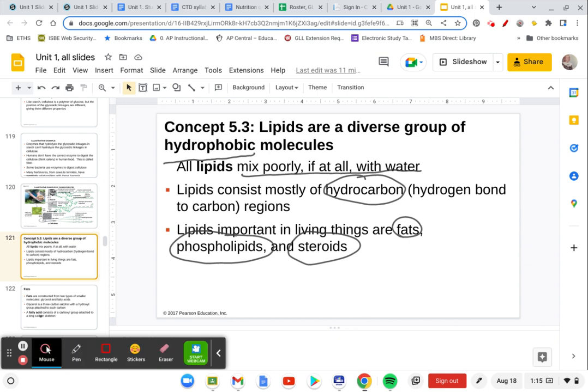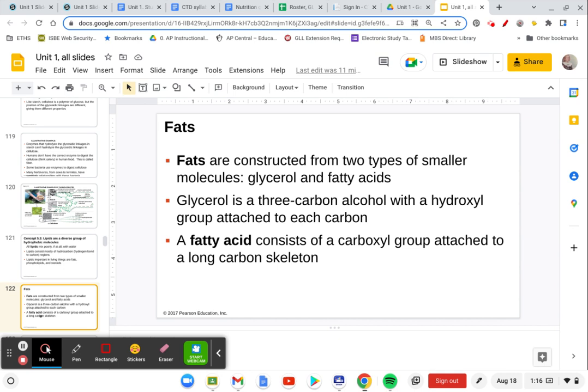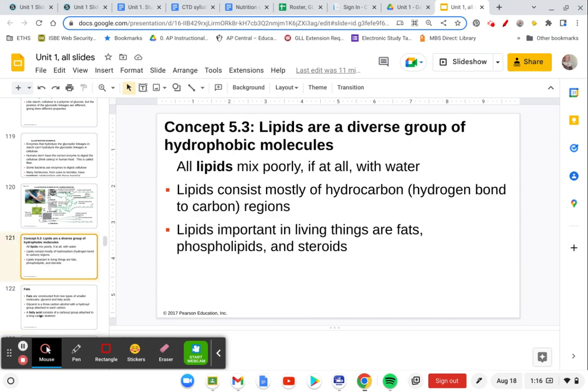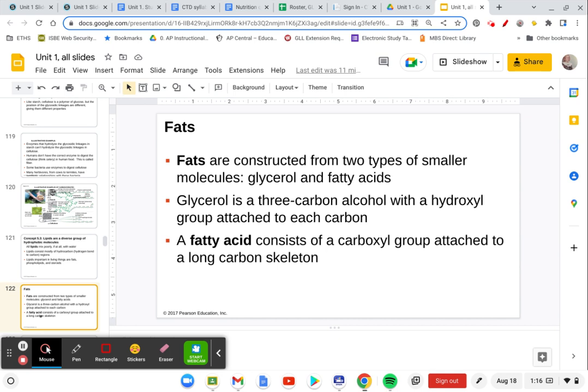Probably when you think about lipids, the one you think about right away is going to be fats. And so fats have a particular shape to them. All these guys, fats, phospholipids, and steroids have commonalities, but they have slightly different structures. They're all lipids, but they have a slightly different structure. So let's talk about them. Fats are constructed from two types of smaller molecules called glycerol and fatty acids. They are made of one glycerol and three fatty acids.